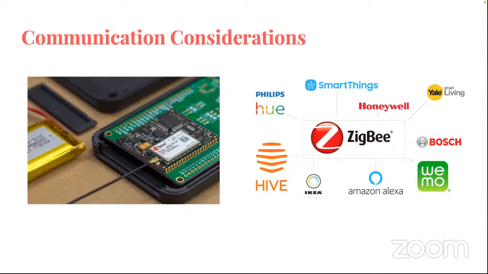Zigbee is a low-power peer-to-peer communication that doesn't have strong security models, but is used for home automation and similar uses. Having weak security models means that Zigbee can be used to wreak havoc.